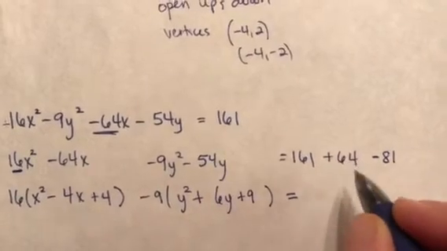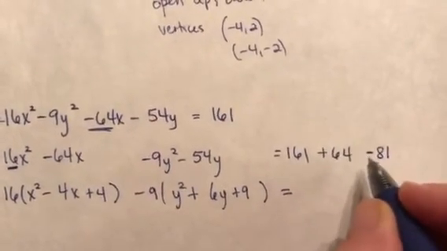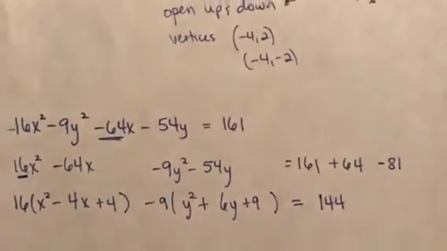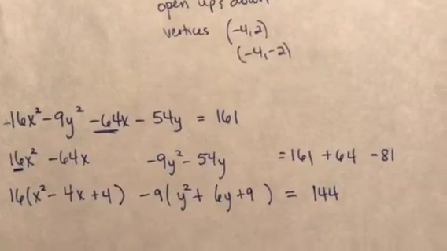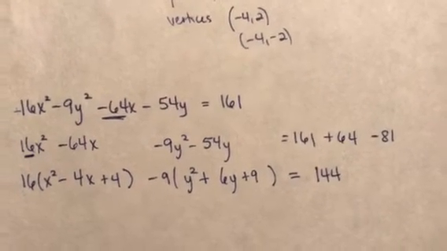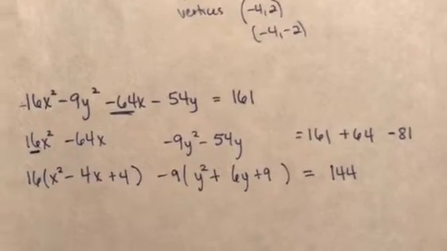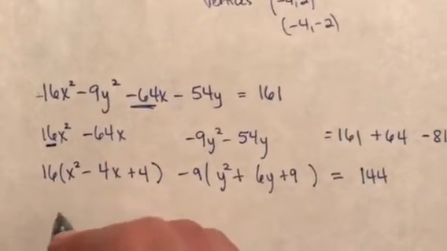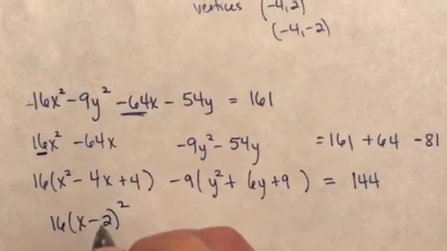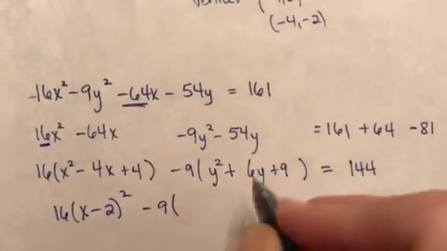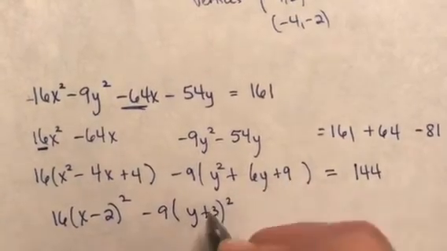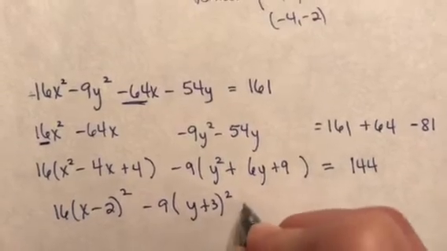Okay. When you add all those values together, what do I get? 144? I'm pretty sure. I'm sitting here trying to do that math real quick, and it's not funny, but I think that's 144 right there. All right, so this is going to give me 16 times (x minus 2) squared, because half of negative 4 is negative 2. This is going to give me (y plus 3) squared. And you can see the 3 squared gives me 9. Half of 6 gives me 3, so that works.